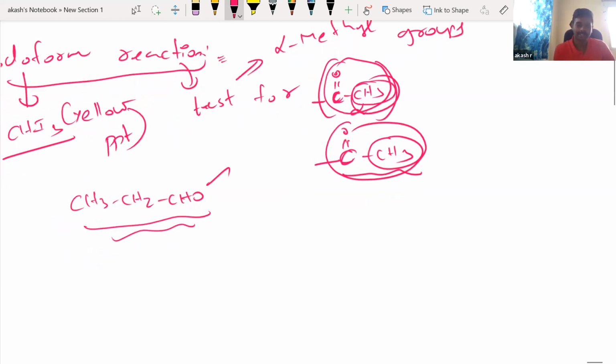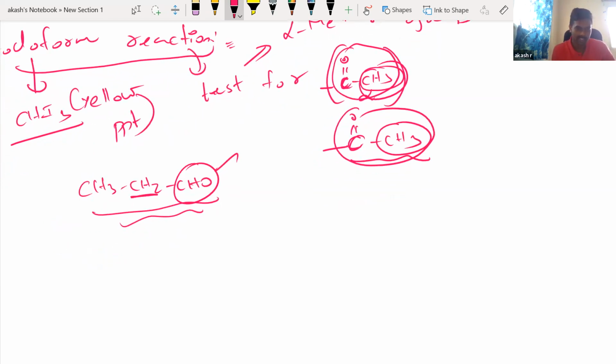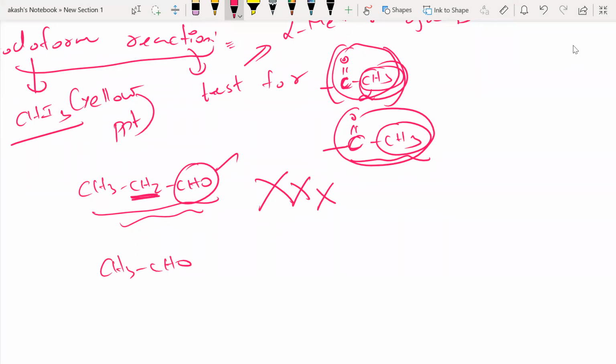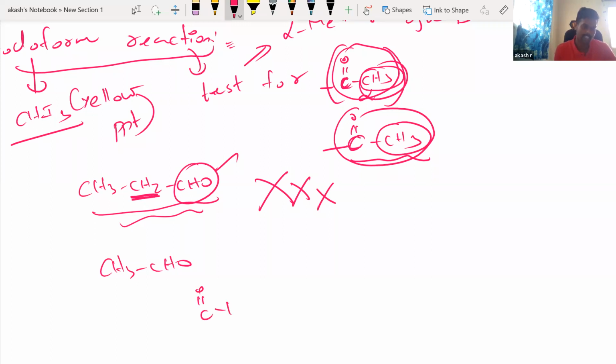Now you understand this is your main carbon, and this is not CH3, this is CH2, so this is definitely not going to give the iodoform test or iodoform reaction. But if I ask you whether CH3CHO will give it, yes or no? Yes, this will definitely give, because I have the C double bond. How will you write the proper structure? We have the C double bond with the H, and we directly have a CH3 attached to it. Yes, this will definitely give.